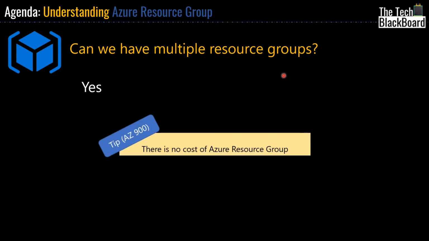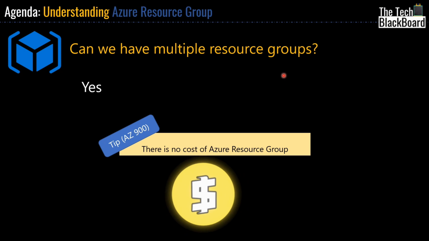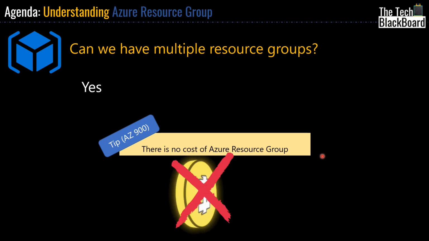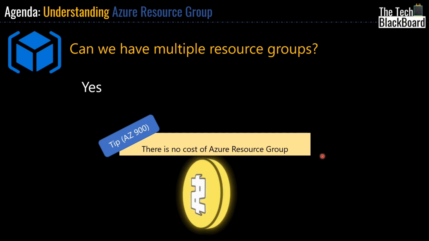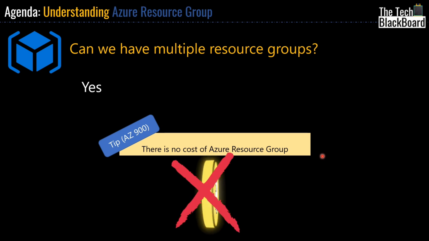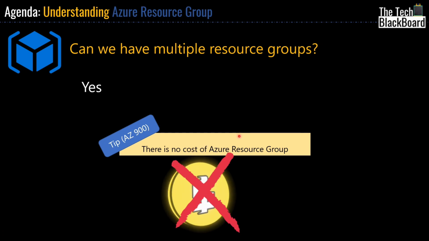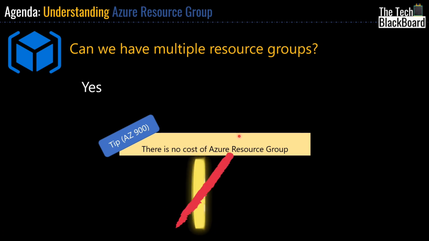Now coming to one more AZ-900 quick tip. Some of you might be thinking that I created 3 resource groups. What is the cost associated with each resource group? And to clarify your doubt, there is no cost of the resource group itself. You can create many resource groups. There is no cost. However, the cost is only attracted by the resources that are created inside the resource group. So keep that tip in mind.